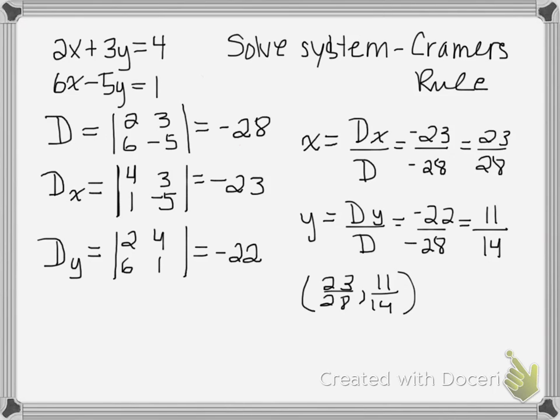And we could do this for a 3 variable system. If you can imagine, I'd have 3 by 3 matrices if I had x, y, z, and this would work as well. All right, so that's Cramer's rule, and there's a couple of applications.